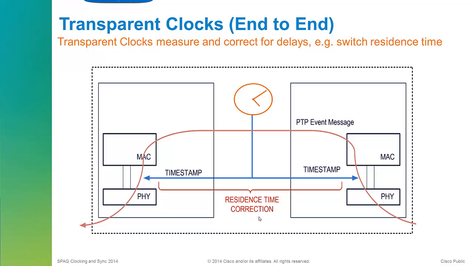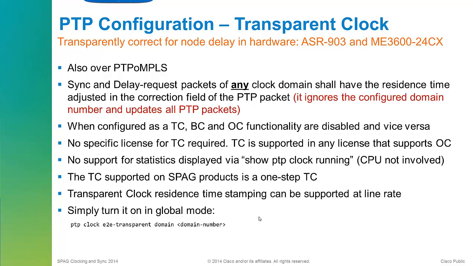End-to-end transparent clocks. It doesn't matter really whether the packets are in layer 2 or in layer 3 or MPLS. It'll find a PTP packet and it'll timestamp it, so you don't have to worry about that. If it's passing through, it'll timestamp it. So how do we configure that on the 903, the 24CX? As I said, it doesn't matter, PTP over MPLS. It's got labels around it. It'll find it, stamp it.